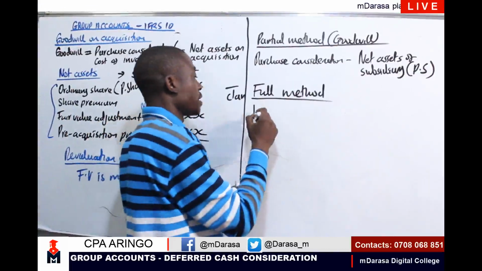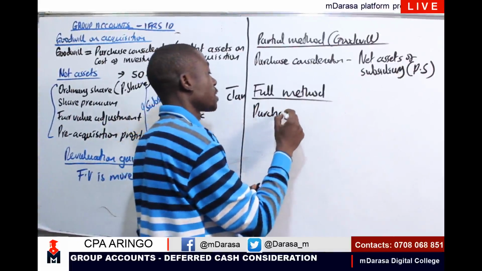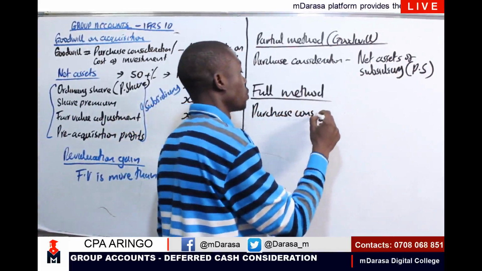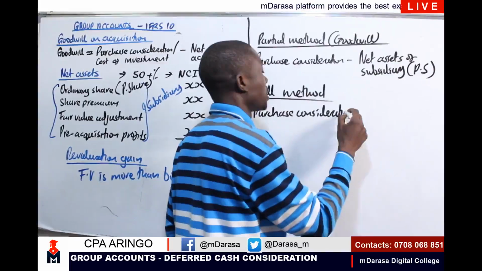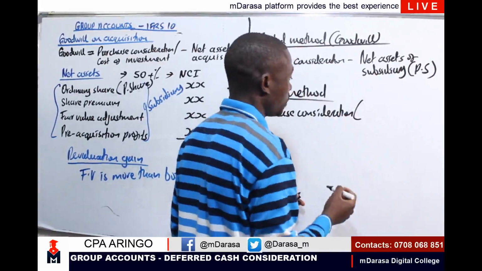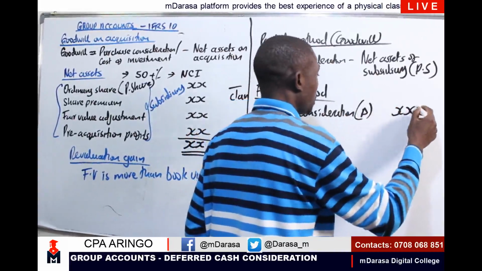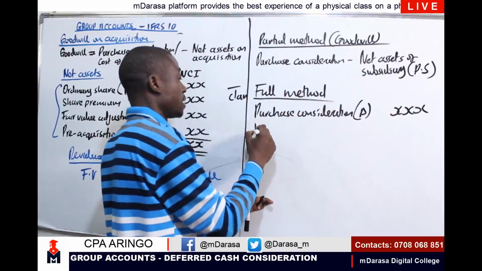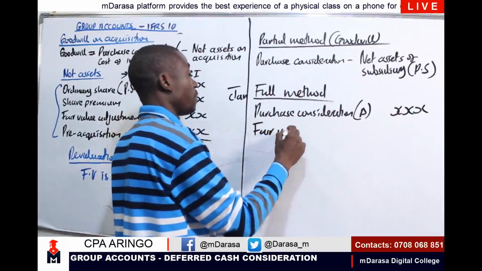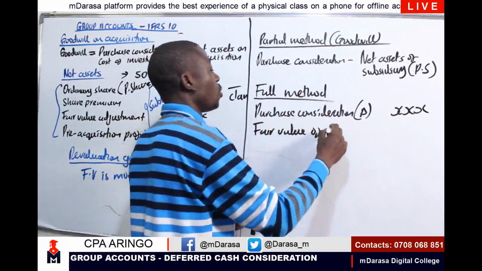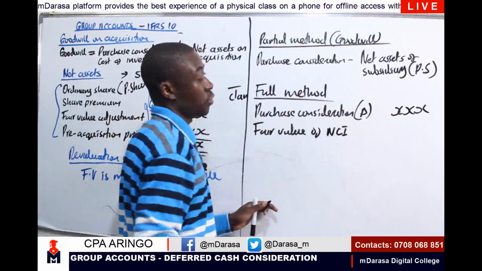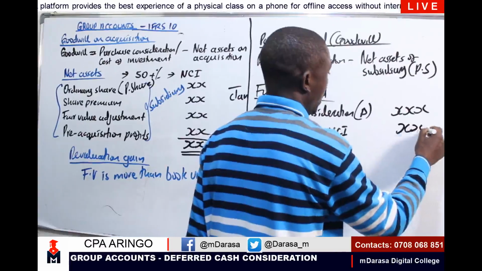I'll be having my purchase consideration or cost of investment, the amount that we've paid, okay? For the parent, the amount that it has paid. I'll be taking the fair value of NCI. I add it there.